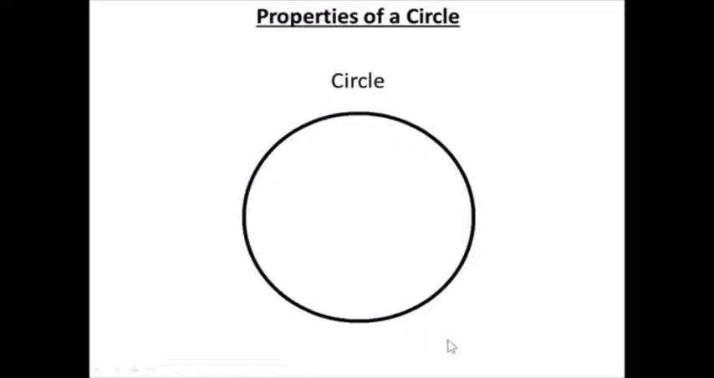As you can see on my screen right now, you have a circle, and a circle is the locus of points with equal distance from a fixed point. When you have a locus of points with equal distance from a fixed point, you have a circle, as you can see on the screen.